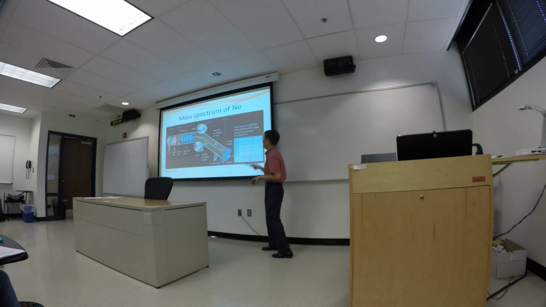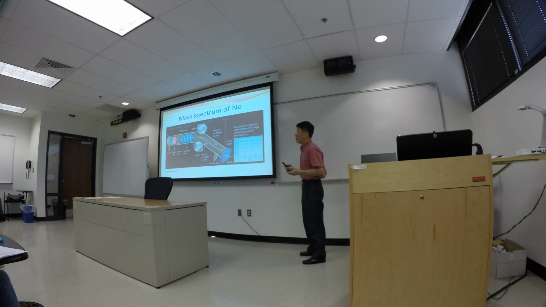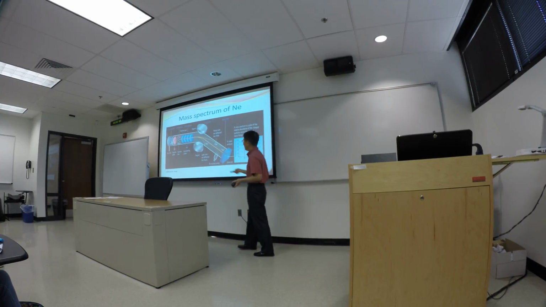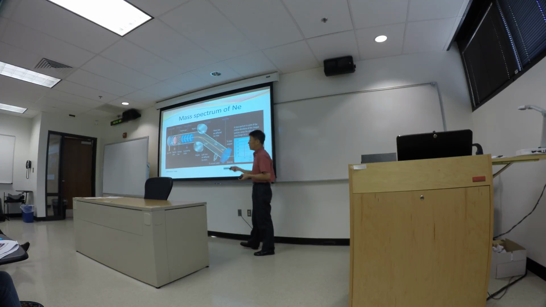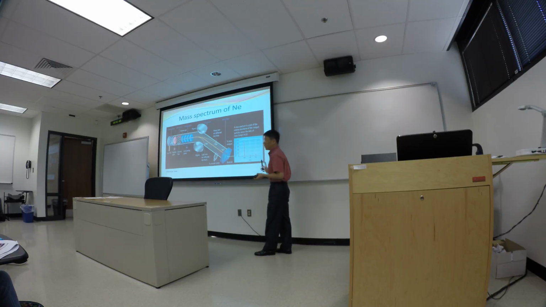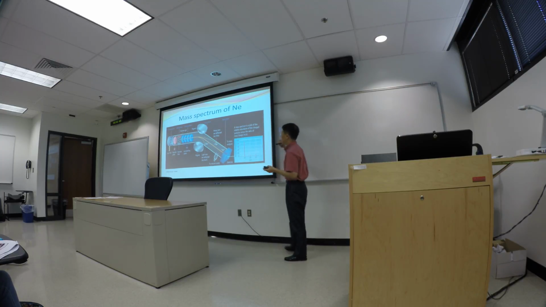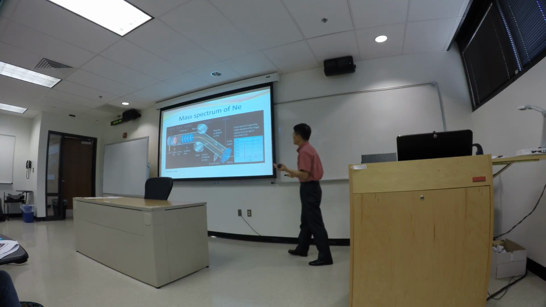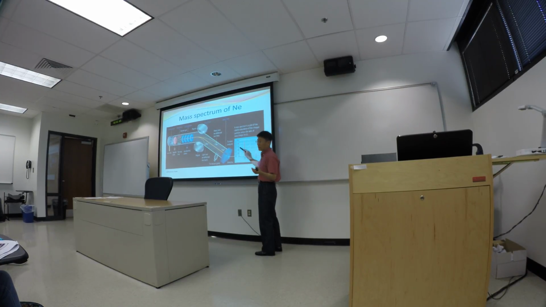So how do we determine the number of isotopes? We talk about the mass spectrometer. If you subject naturally occurring neon to the mass spectrometer, you will end up with 3 lines. Those 3 lines indicate the percentage, what we call the relative abundance.